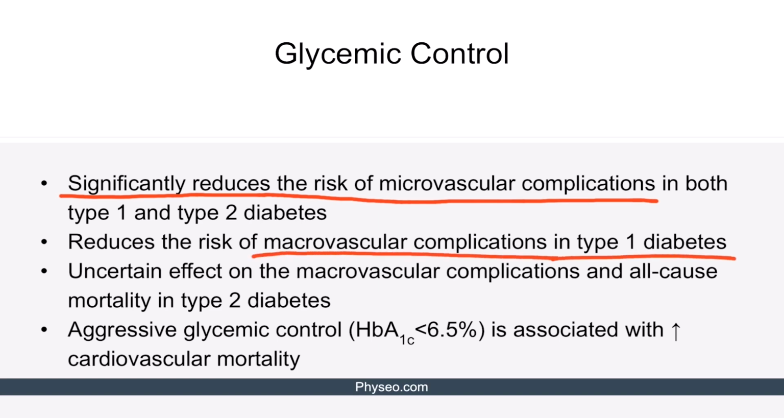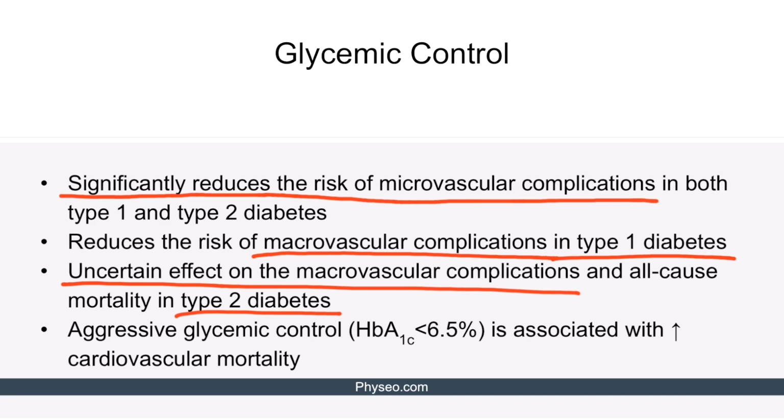However, the effect on the macrovascular complications of type 2 diabetes isn't all that certain. And since most death in diabetes patients occurs due to macrovascular diseases such as myocardial infarction, the effect of glycemic control over the all-cause mortality is also uncertain. Now, by uncertain, we mean that it has not shown significant benefit in the prevention of these complications.